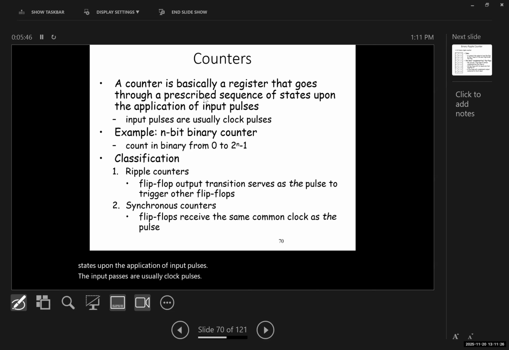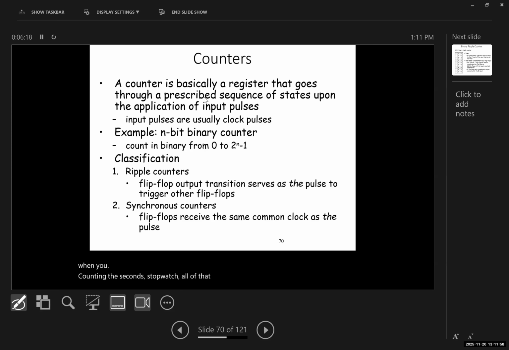Can you give me one example of a counter? One application of a counter. You all have it with you. A digital clock. A digital clock is a counter, and it goes from 0 to 59, then goes back, when you are counting the seconds. A stopwatch, all of that is a counter.